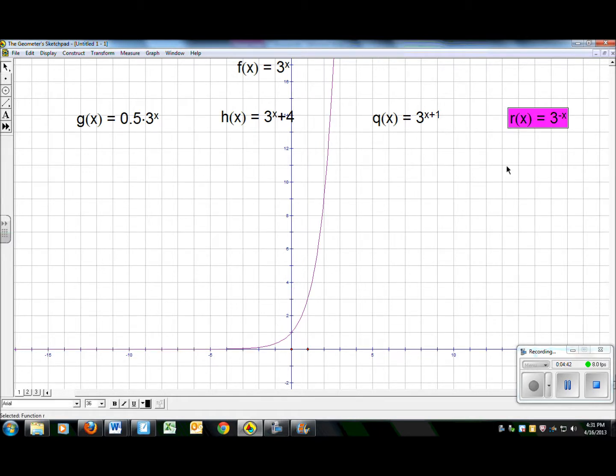Then finally, r of x, what I've done to modify that is I made the x value negative, and that's kind of a curious thing. To make the x value negative, it seems to have really changed some things here. Now, when x was 0, I had no change. Negative 0 is still 0, so that kind of makes sense. When x is negative 1, negative of negative 1, well, that's 1. 3 to the first is 3. And so I've gotten the opposite thing.